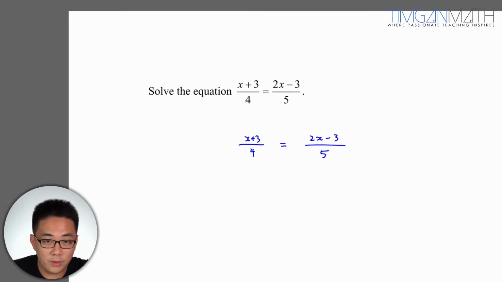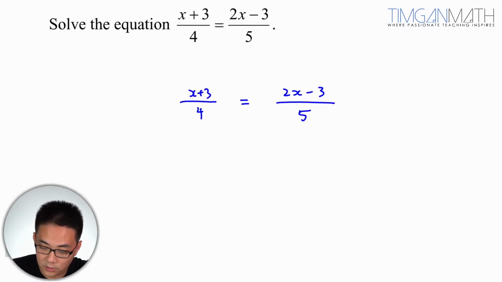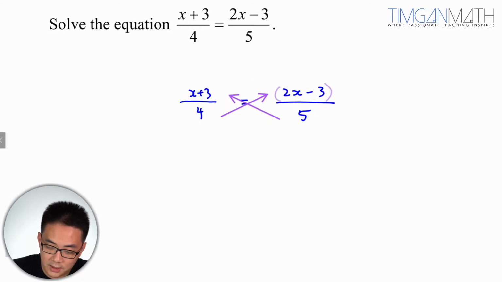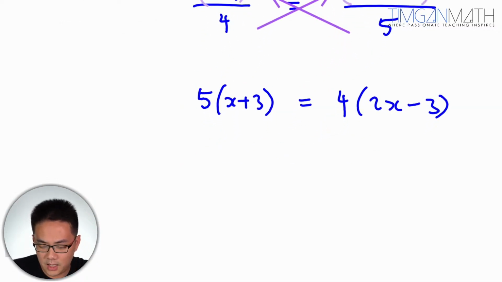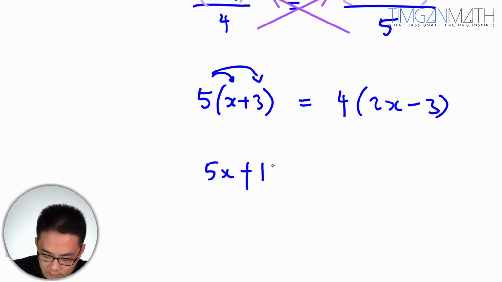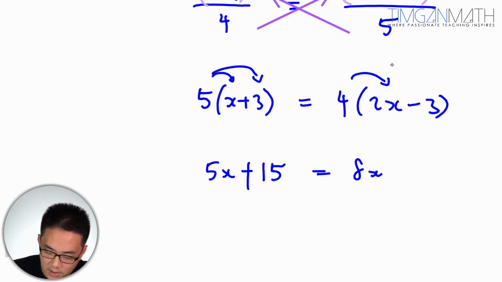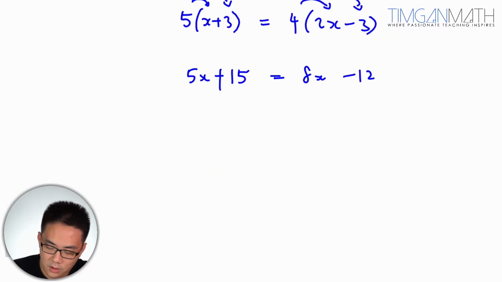What we're going to do is just cross multiply it. So 4 multiplied with 2x minus 3, and 5 multiplied with x plus 3. Once done, we have 5(x + 3) = 4(2x - 3). Then we multiply this out, and this will be 5x plus 15, and this will be 4 times 2, which is 8x, minus 12.